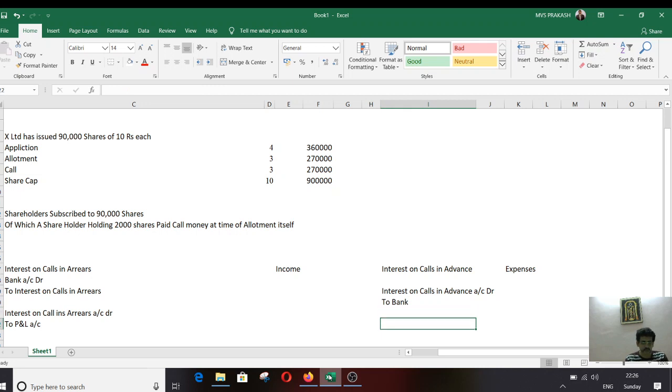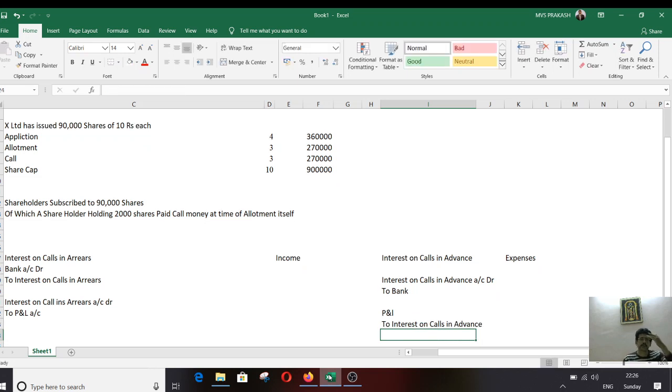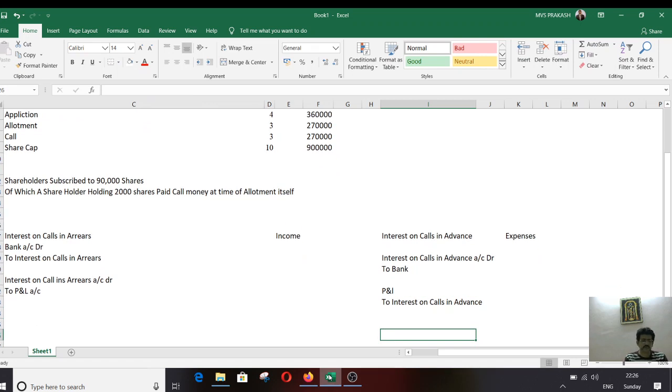I need to transfer this to my profit and loss account. Being an expense, I need to charge this to my profit and loss account as interest on calls in advance. That's it. So these are the two entries which we need to pass. Now, clear? So just take these two entries.